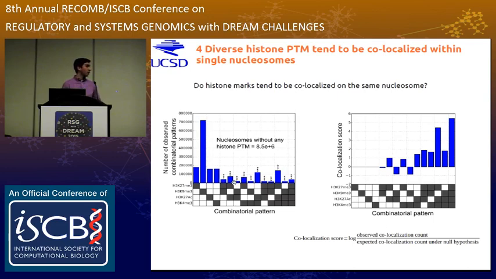We used a chi-square test to compute the significance of this against the null hypothesis that each of these histone marks is independently distributed in the genome. And we found that all these counts were actually significant, meaning that the null hypothesis is unlikely to account for these counts.